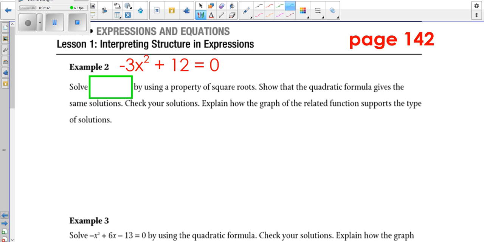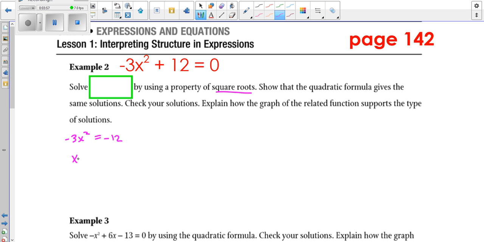Alright, in example 2, the problem that they had didn't work out so great. So can you guys actually write negative 3x squared plus 12 equals 0? And then let's go through this problem. So we're going to solve this using the property of square roots. That just means you're isolating your variable, similar to a linear equation. So first thing, we're going to subtract 12 from both sides. So you get negative 3x squared equals negative 12.